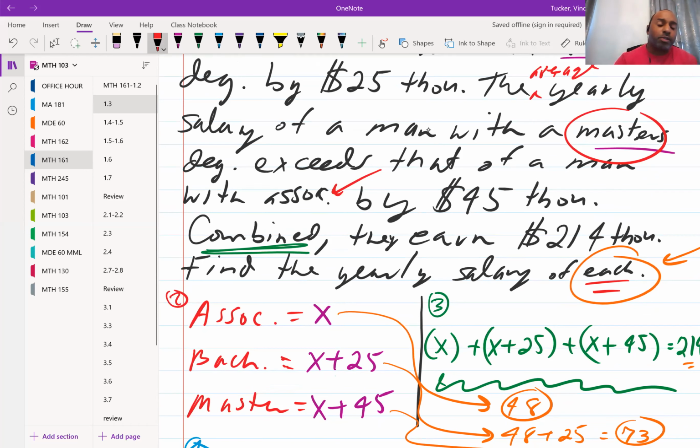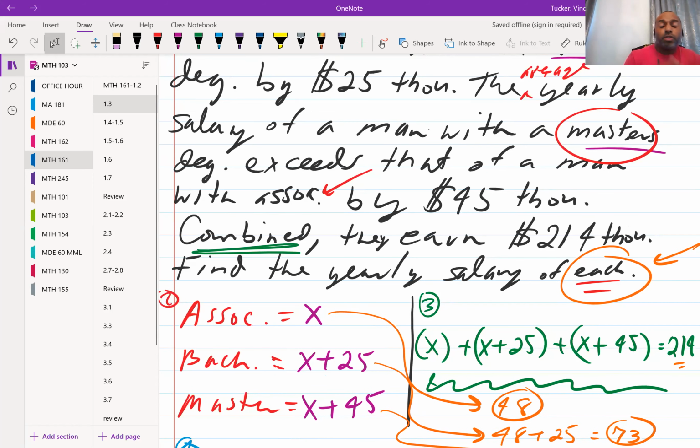So the man with the bachelor's exceeds that of a man with an associate's by 25. That means if a man with an associate's makes X, add 25 to it, that's how much the man with the bachelor's makes. And then the man with the master's makes 45,000 more than the man with the associate's. So that will be X plus 45. So here are our algebraic representations of each individually: X plus 25, X plus 45.